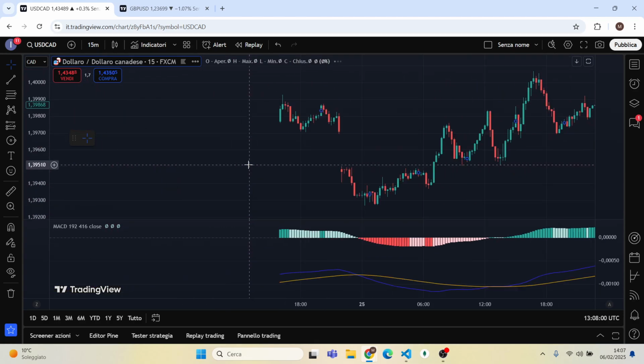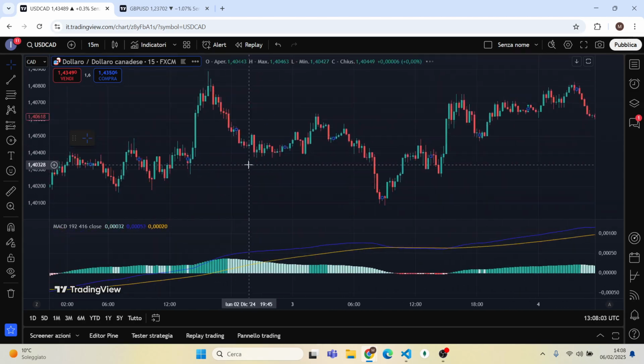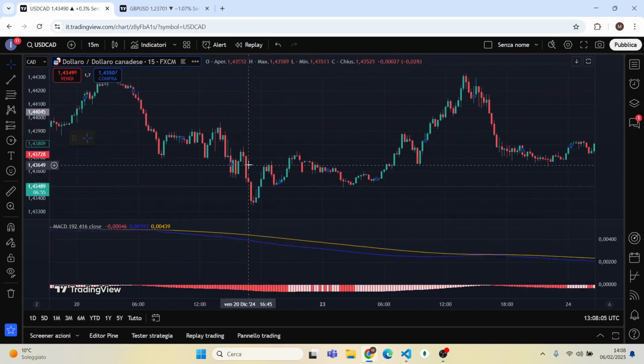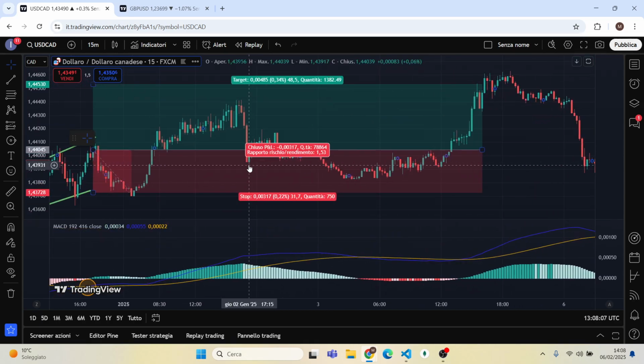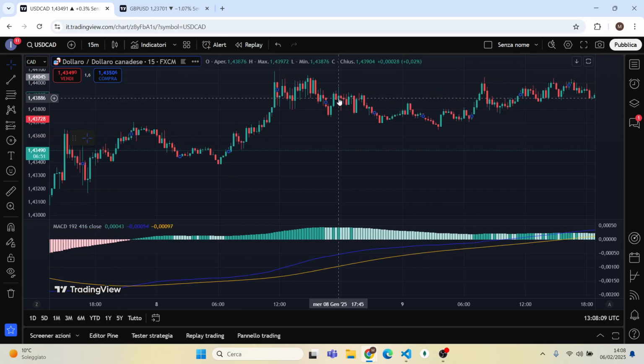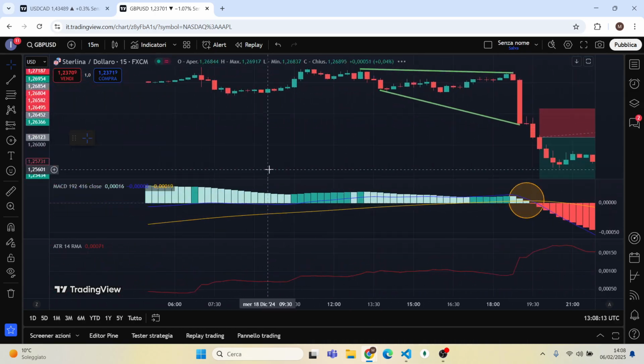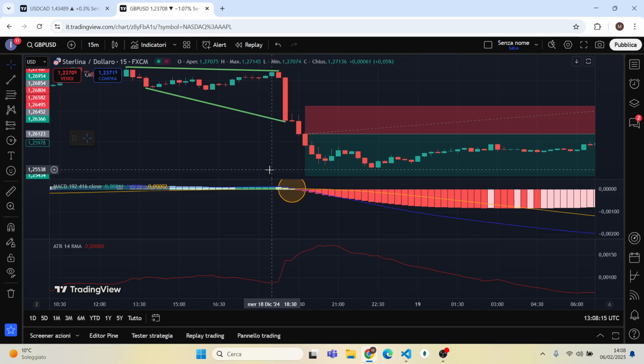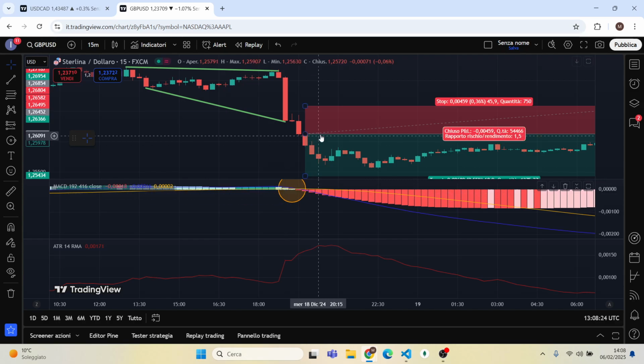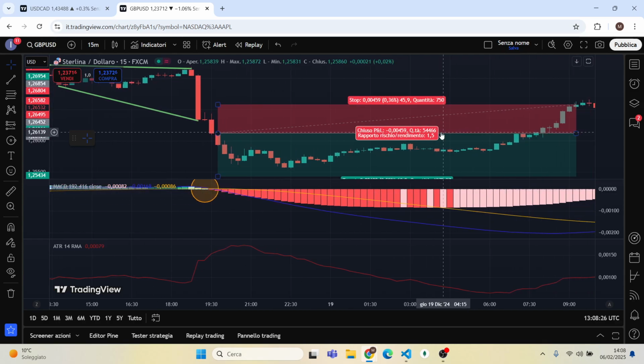So let's go back in the chart. It is not here, I think. Probably it's here. Let me check. Okay, it is here, sorry. Okay, as you can see, lower highs, lower lows, cross on the MACD, blue line goes above the red line, and then you can open your short position.